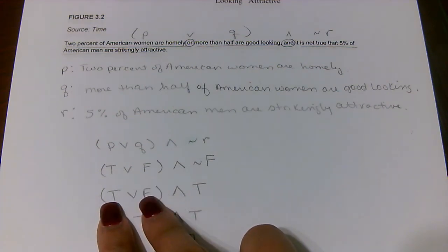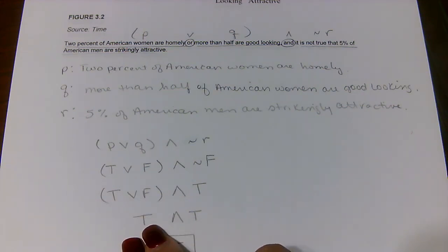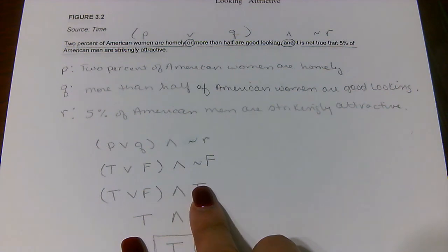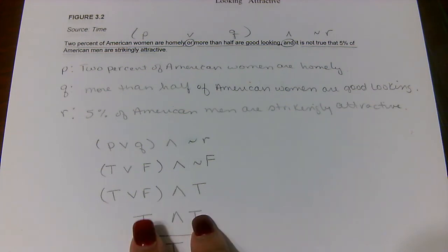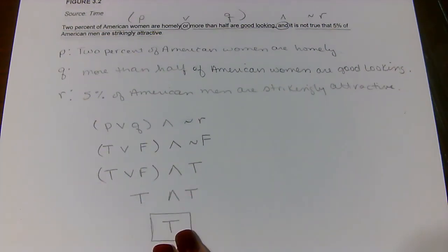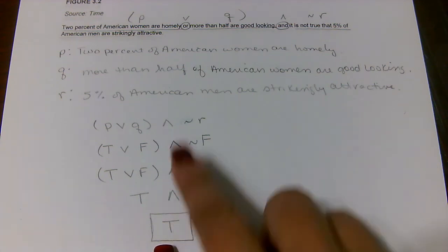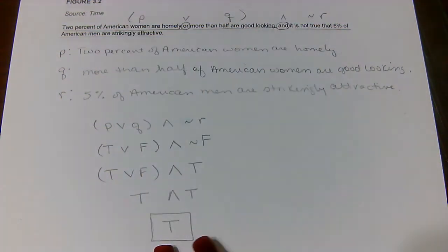Now remember, when you have a true or a false and you have that word or, means one or the other has to say yes. So since P is true, this statement is true. And this statement is also true. And when you have the and, it means both of them have to be true. And since both of these are true, that means that the entire statement listed here is actually true.